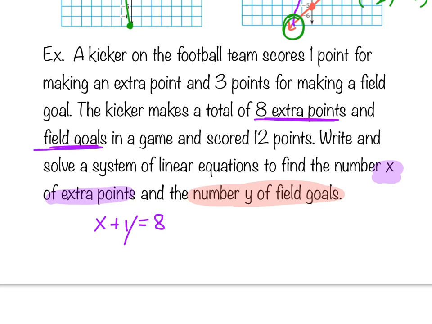And then for our second equation, it's going to be a total points equation. It says he scored 12 points. Right? So it's 1 point for an extra point, so 1x, plus 3 points for a field goal, which is y, 3y, and he scored a total of 12 in that game. So now we have our system of linear equations.